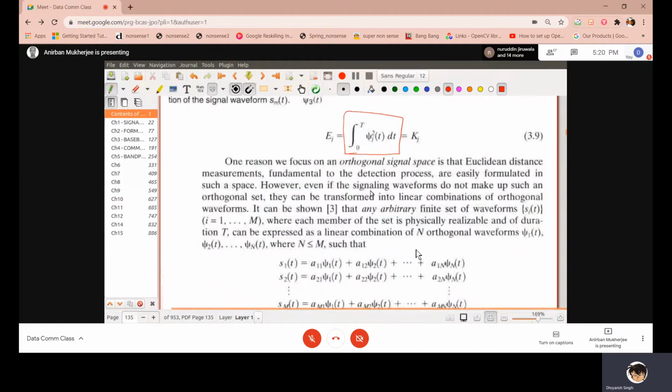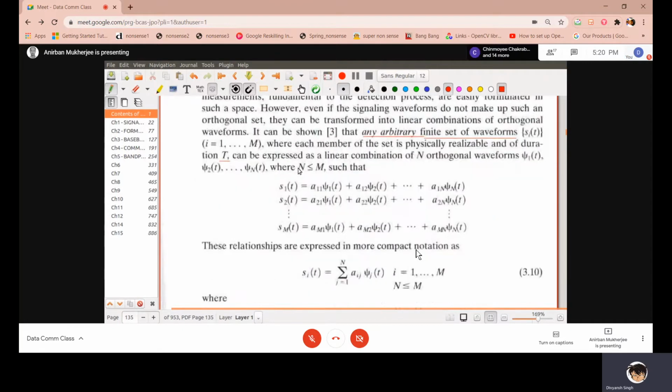Now please try to understand that any arbitrary finite set of waveforms s i(t), i equal to 1 to M, where each member of the set, s 1(t), s 2(t), is physically realizable and of symbol duration T, can be expressed as a linear combination of N orthogonal functions, where N is less than or equal to M. That means I have, say, a two-dimensional space, but I can generate 10 different functions. With psi 1(t) and psi 2(t), I can generate 10 different functions.